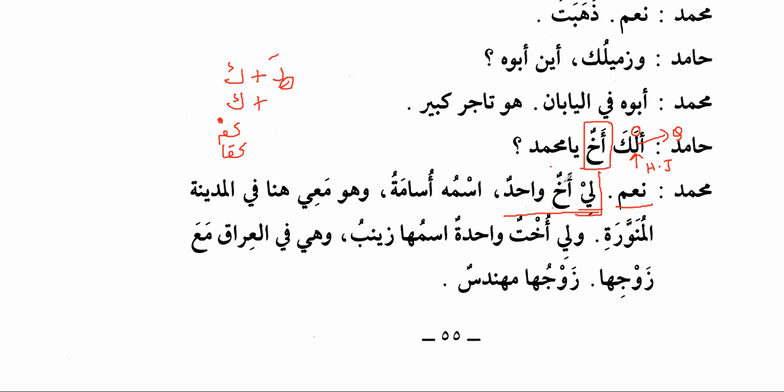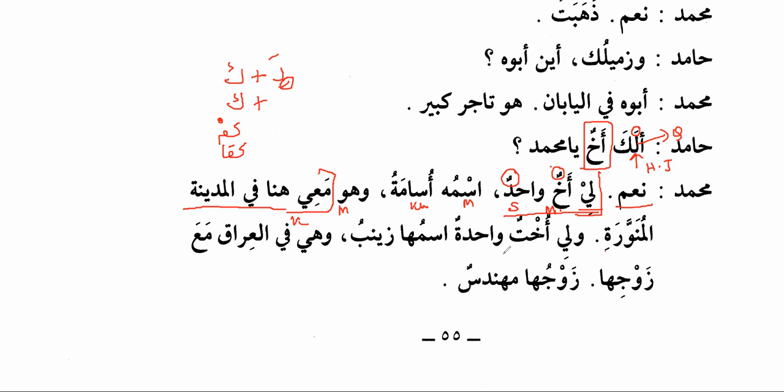In this case, what is the rule when mubtada is late? I will explain it later, but let me finish this sentence. Akhun wahidun. This is mubtada muakhar. Muakhar means late mubtada, and sifa for mubtada. Ismuhu usamatu. And this is a comma, so this is another sentence. So, mubtada, khabar, ma'i, our khabar is in harf jar. Huna fil madinati, the whole sentence is our khabar, madinatil munawwarati.